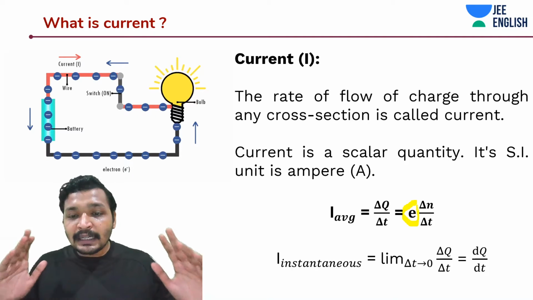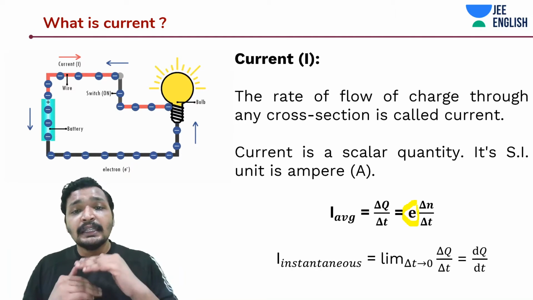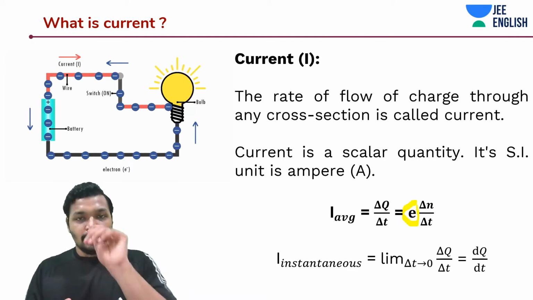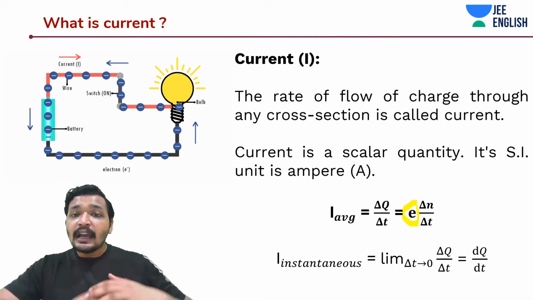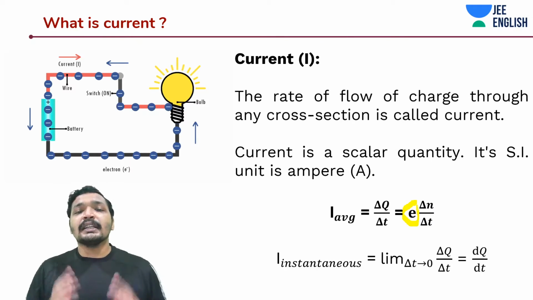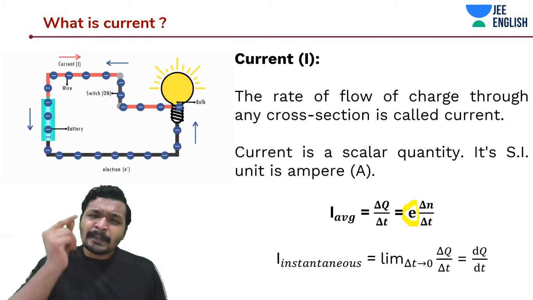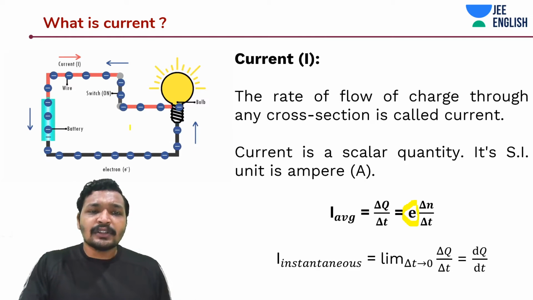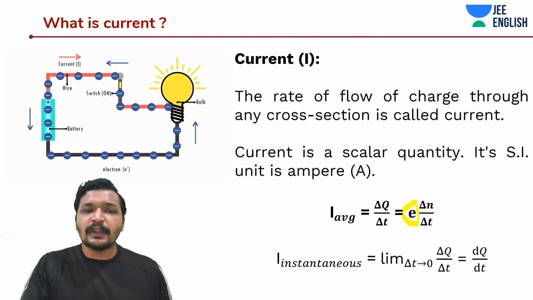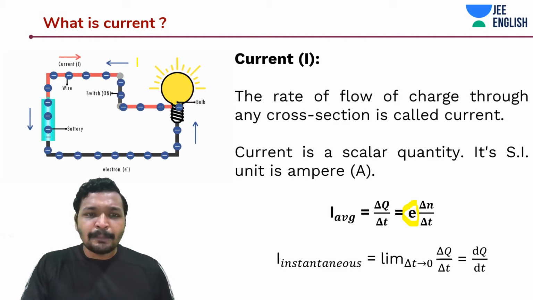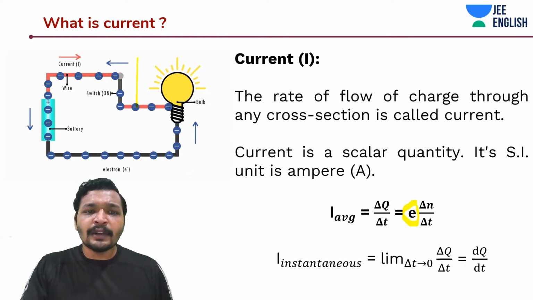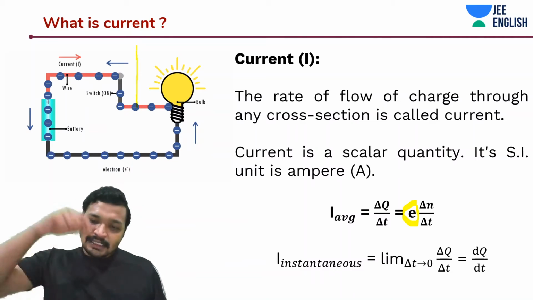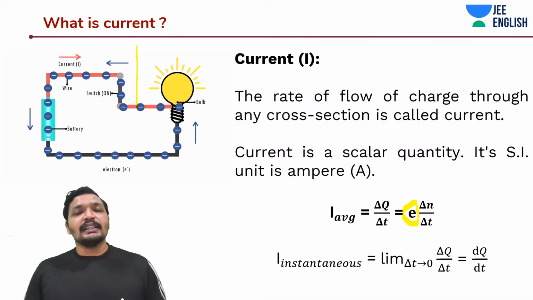So when I'm talking about delta Q by delta T and dQ by dT, there is a difference. When the time tends to zero, delta Q by delta T becomes instantaneous current. Instantaneous current means the current at that instant. You put an ammeter probe on the wire, like in this case with electrons flowing through all these electrical circuits, and you try to measure the current at a particular second, just that moment. That is known as instantaneous current.